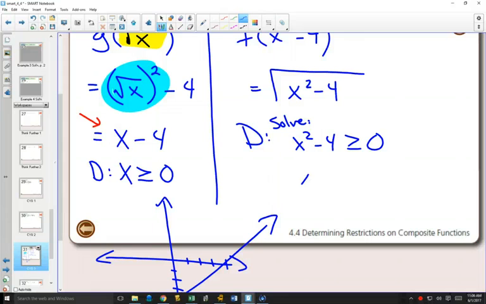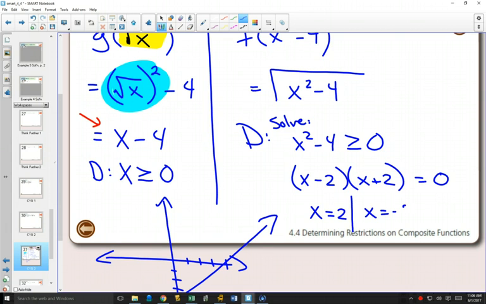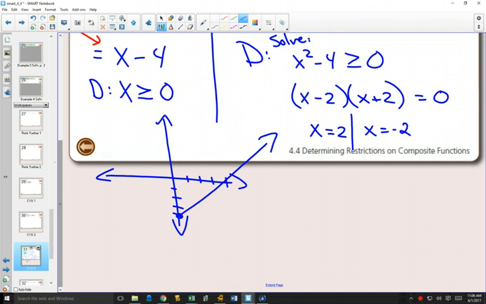How do we solve an inequality? We find out where it's equal to 0, and if we factor this as a difference of squares, we find out that it's equal to 0 at 2 and negative 2. And once we have those things, we can create our number line, put negative 2 and 2 on our number line. You can draw circles and fill them in because it could equal 0.